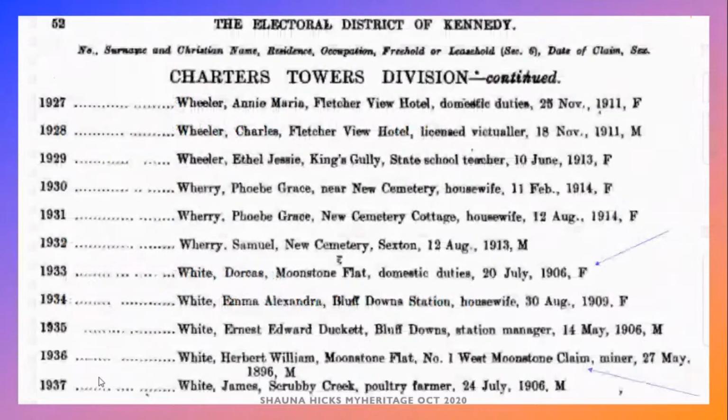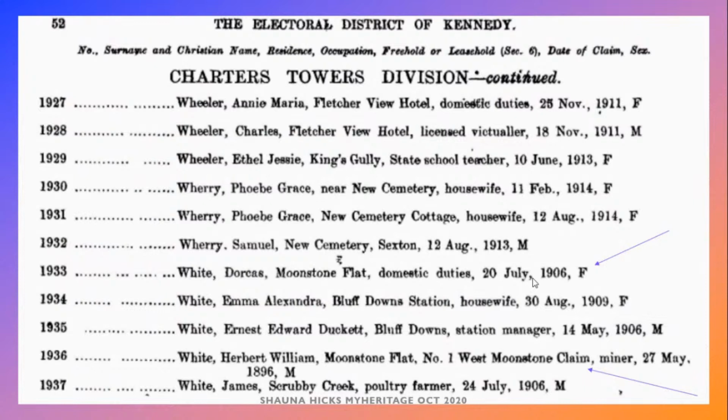Now, an electoral roll basically will tell you where the people were living. So where I've got the top arrow is Dorcas White. She's living at Moonstone Flat, which is an area of Charters Towers. She's domestic duties, which is like housewife, and she's enrolled on the 20th of July, 1906, and she's female. It doesn't give you a lot of information, but it does tell you where they are in a particular place and an occupation.